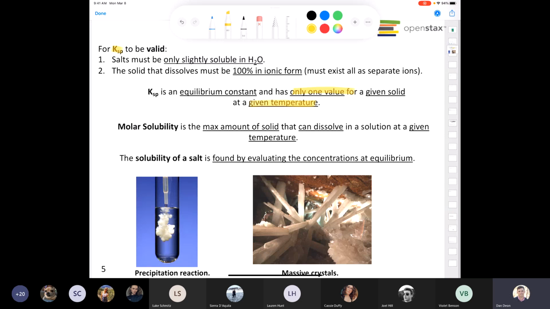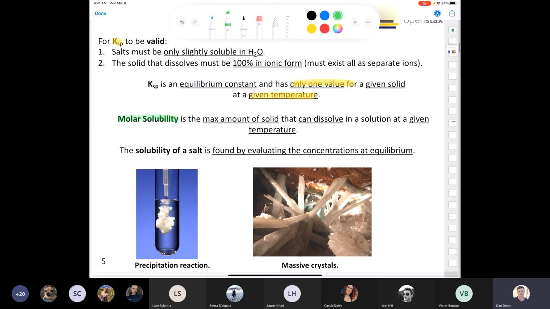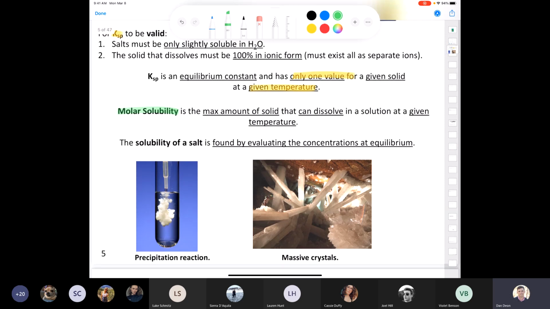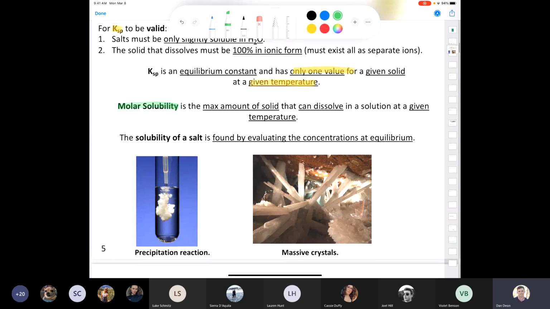Something that's going to come up over and over again in this chapter, especially in the first part, is molar solubility. It's the maximum amount of that sparingly soluble compound that can dissolve in a solution at a given temperature. And how do we determine the solubility of the salt? Well, we evaluate the concentrations at equilibrium. We take a look at our Ksp value, and then from the Ksp, we can determine molar solubility.